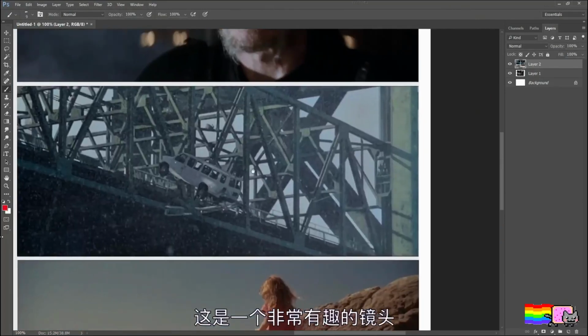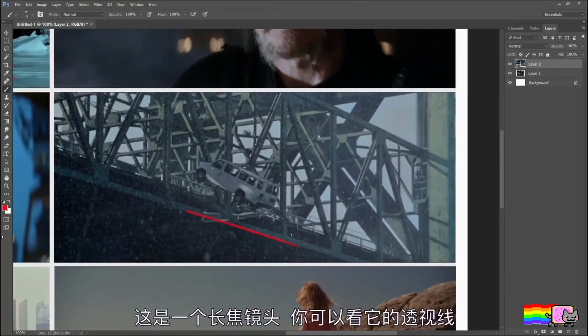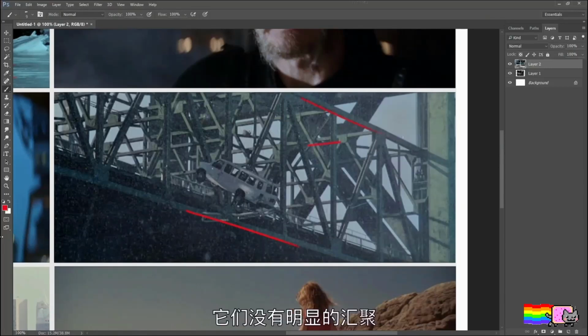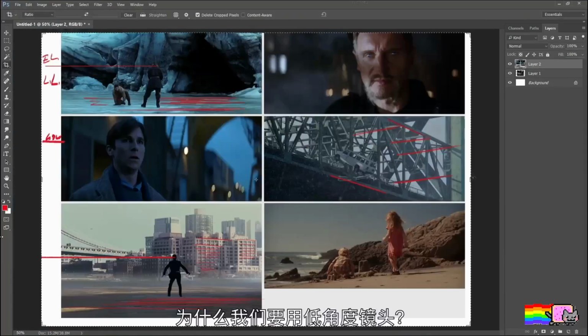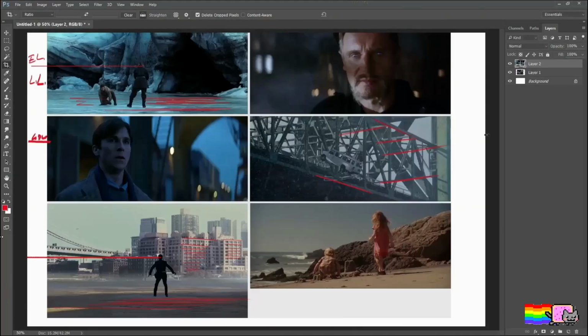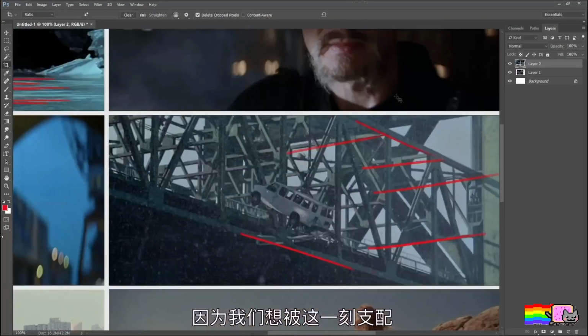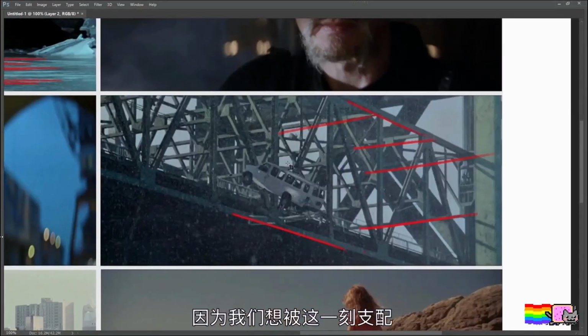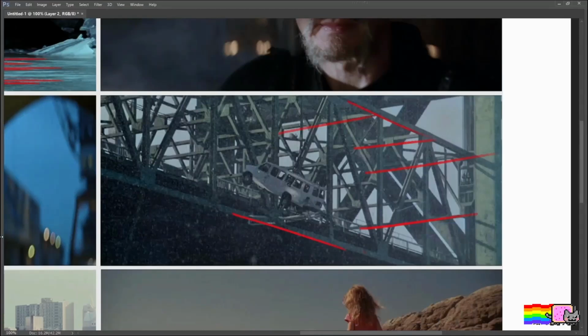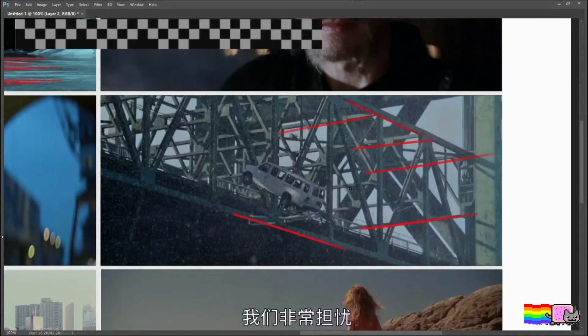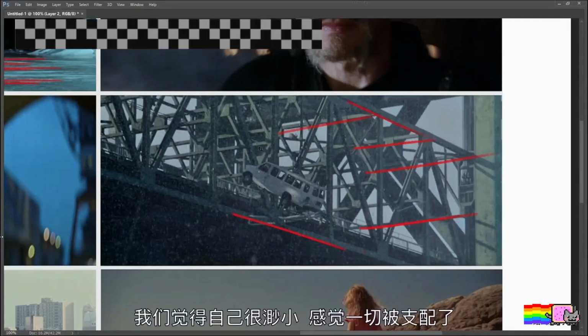This one is a very interesting frame because it's a long lens. You can tell it, look at the perspective lines, they're not really converging anywhere. It's a very long lens, but we have a low angle. And why do we have a low angle? You probably already know it, because we want to be dominated by this moment, right? And this was one of the very suspenseful moments in Inception, where we are worried and we feel small.